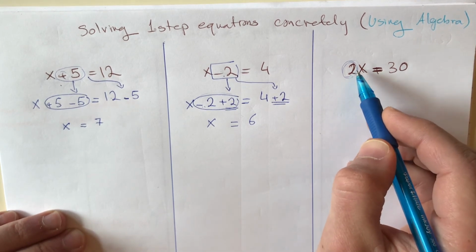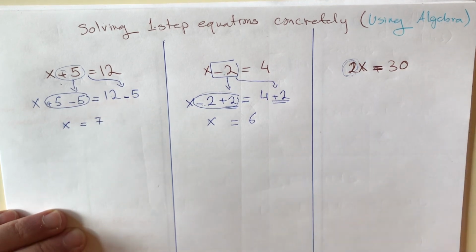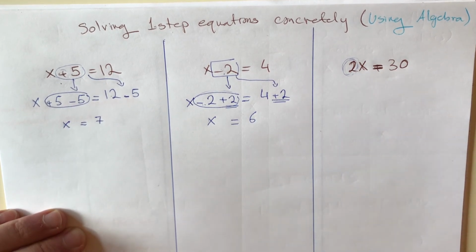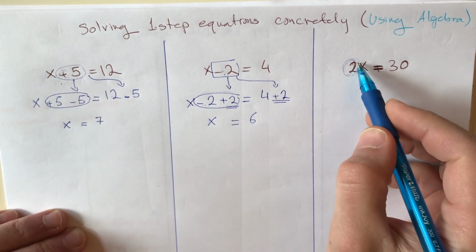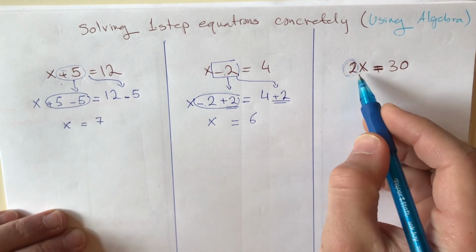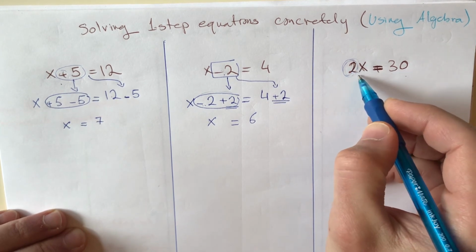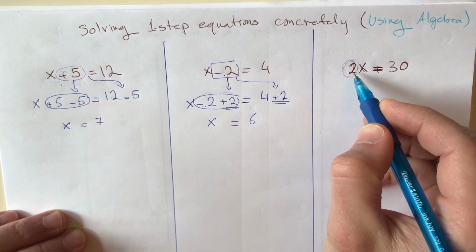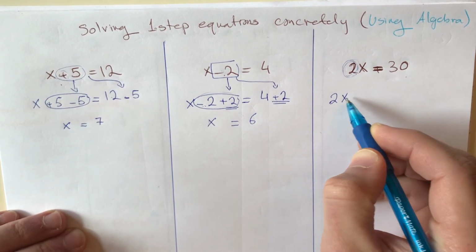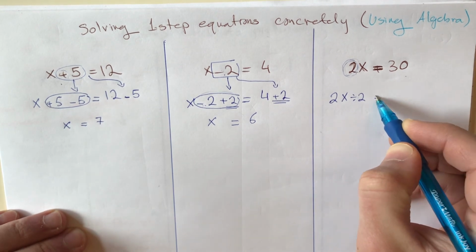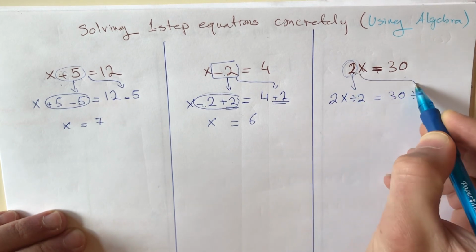So 2 cars, for example, if you want to talk about the price of the car, you say 2 times the price of 1 car, which gives you the price of 2 cars. That would be a real life example, I guess. So here we have 2 times x, and that equals 30. So we want to get rid of that 2. The opposite of multiplication is division. So you divide both sides by 2. So 2x divided by 2 equals 30 divided by 2. What you do to one side, you have to do to the other side.